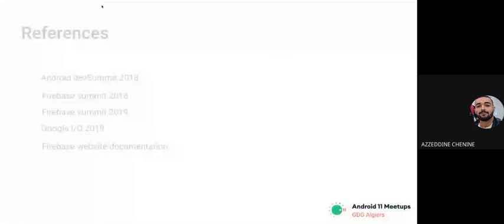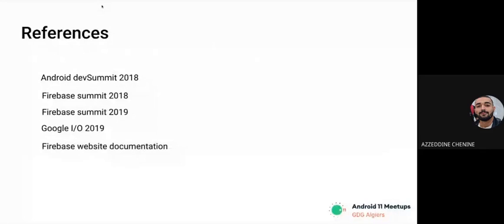Some useful references you can use: if you hate going through the documentation, you can watch some real-time demos like this one, provided by experts, by the people who built this. You can watch the Android Developer Summit of 2018, because MLKit was released in 2018 as a beta version. It's still beta, to be honest, and maybe in 2021 it will be officially released.